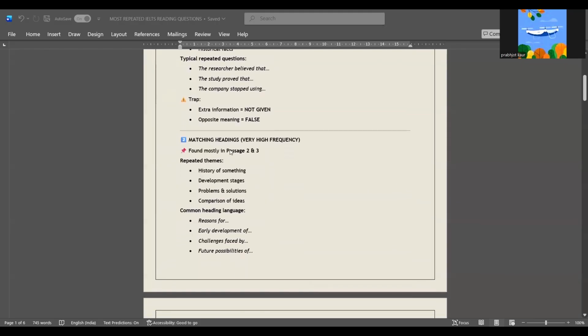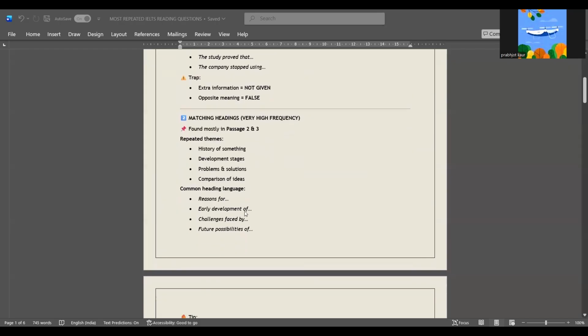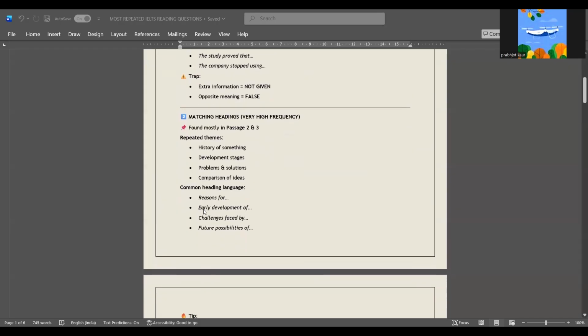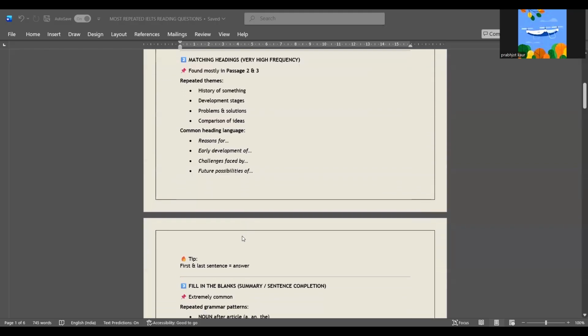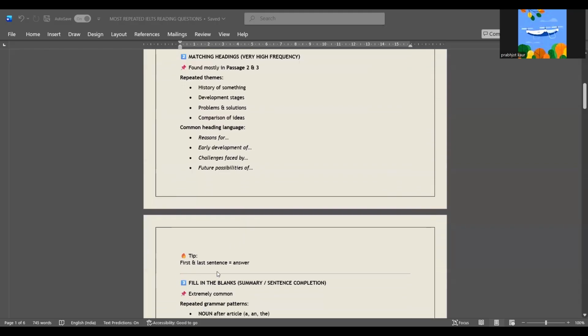So here is Matching Headings, very high frequency, with repeated themes like history of something, development stages, problems and solutions, and comparison of ideas. Common heading language includes "reasons for early development of," "challenges faced by," and "future possibilities." For this, my tip is you should read the first and last sentence for the answer, and you should avoid the examples in the paragraph.